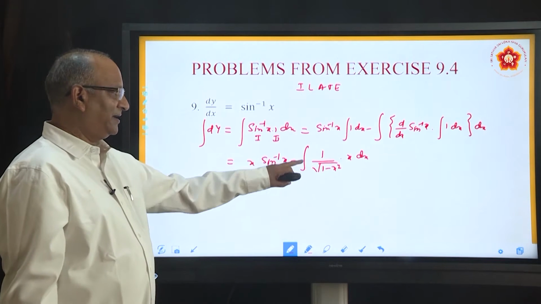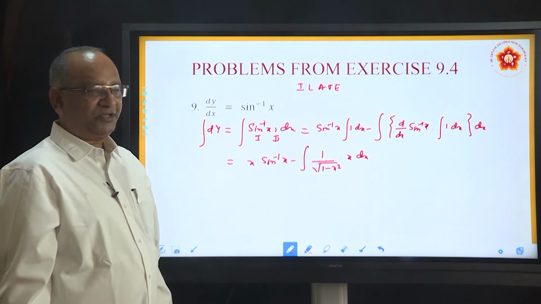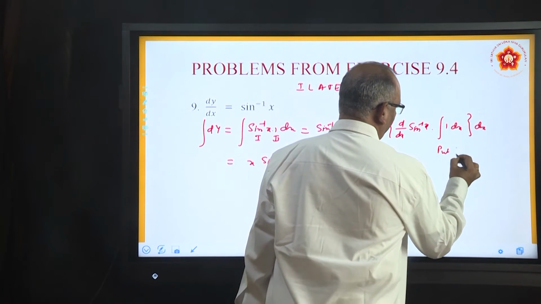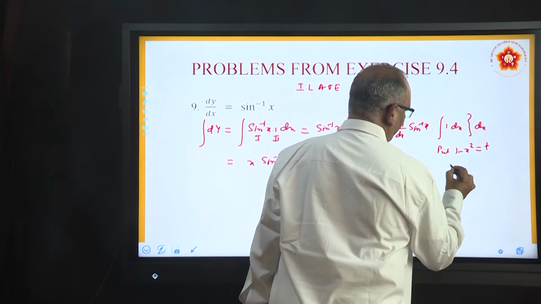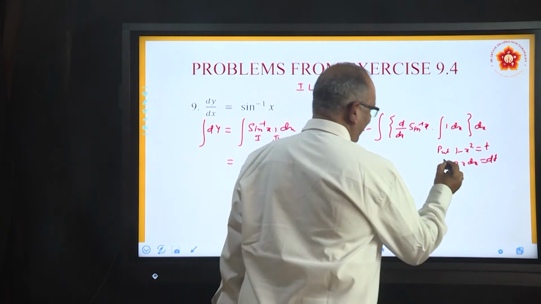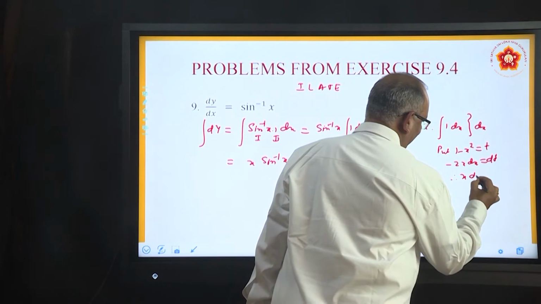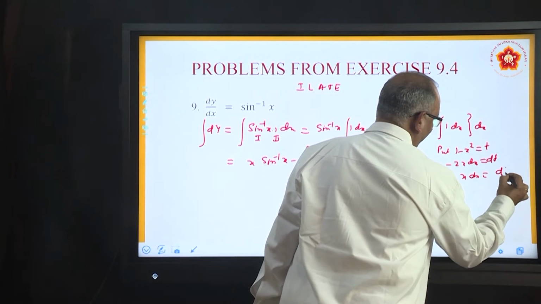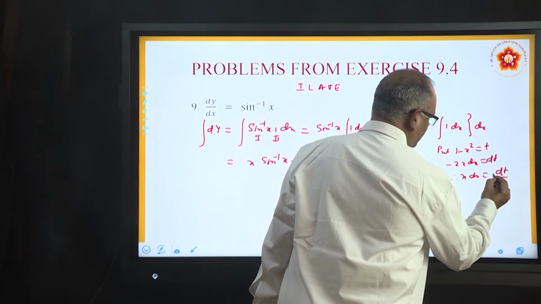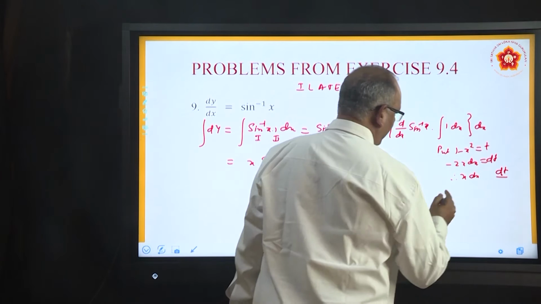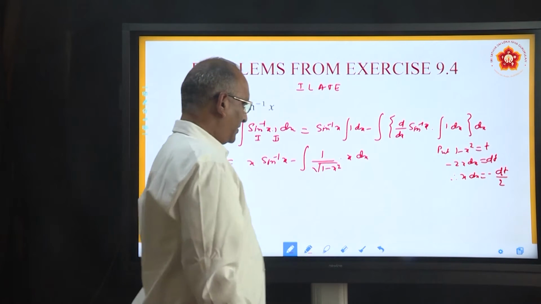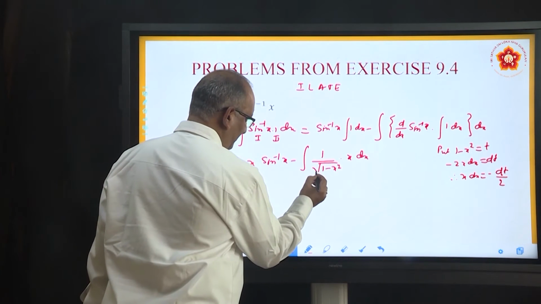So, the first part is done, now we have to do the second part. How do you proceed? You take 1 minus x square equal to t, you get minus 2x dx equal to dt. What we have is x dx. So, we can say that x dx equals dt upon minus 2, equal to minus dt upon 2. Make that substitution here.